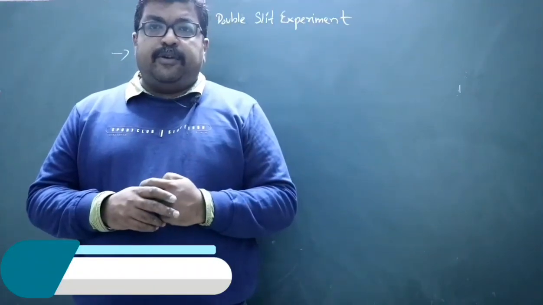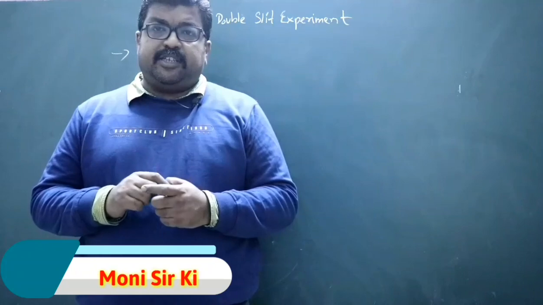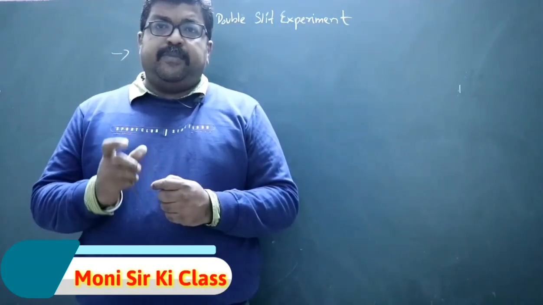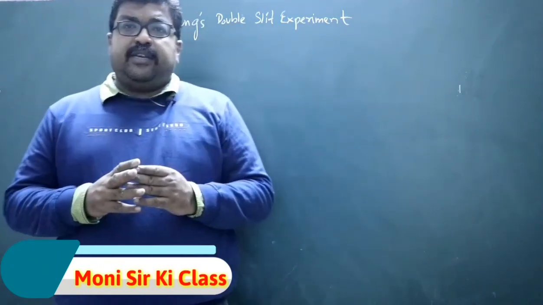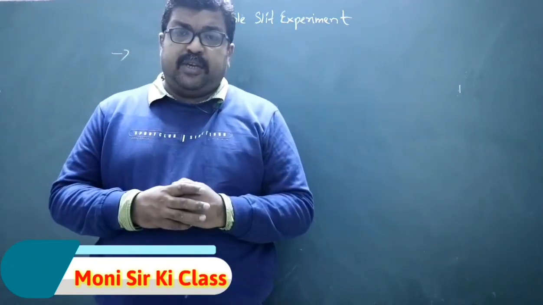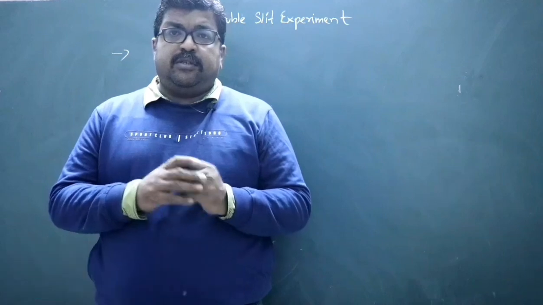Now in this video I am going to discuss the topic Young's double slit experiment, and this experiment is based on the phenomena of interference. Now interference is like if you have two coherent sources. Now what do you mean by coherent source?